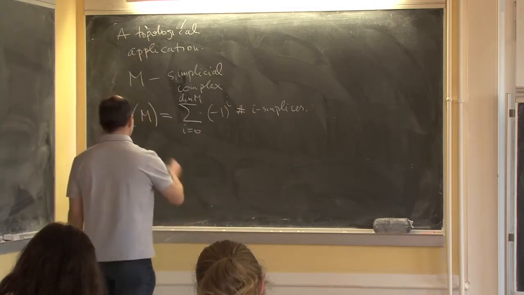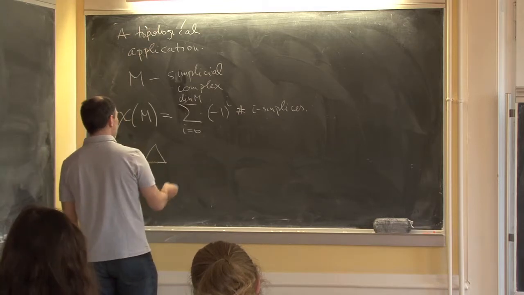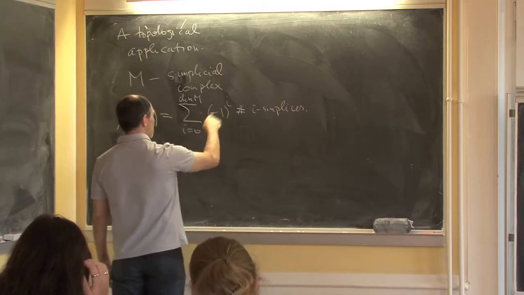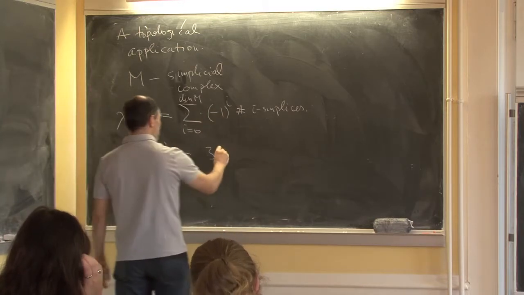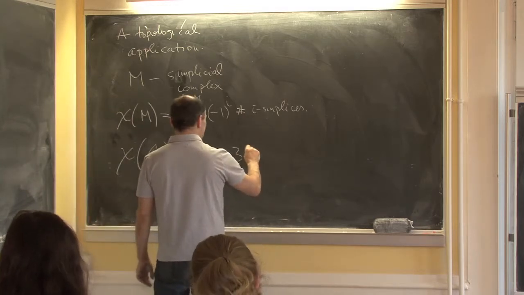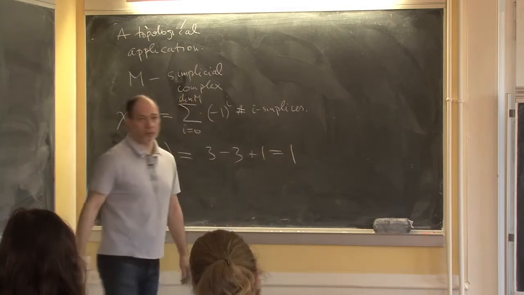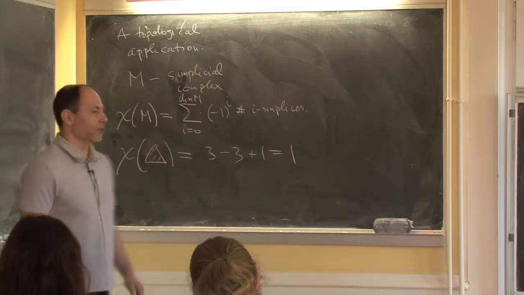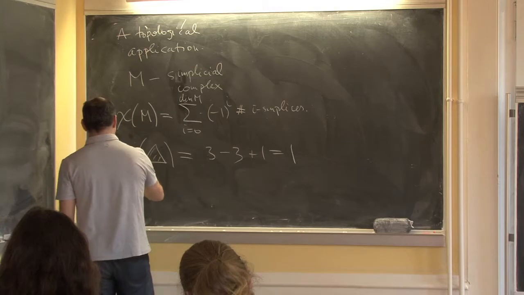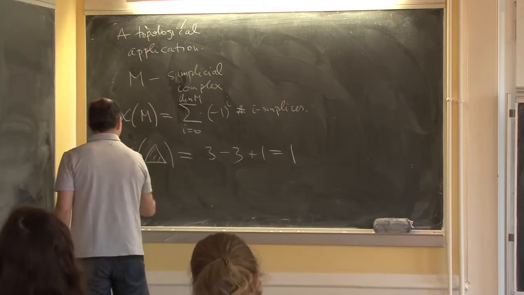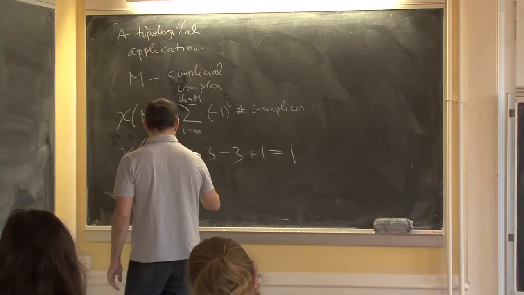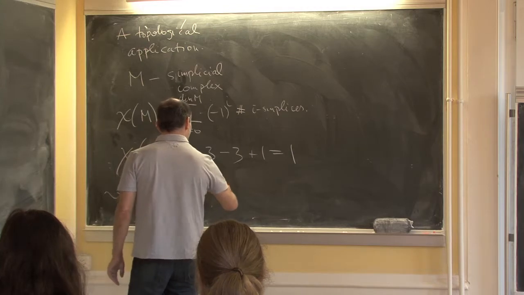For example, if you take simply a triangle, then chi of a triangle is equal to: the number of 0-simplices is 3, the number of 1-simplices is 3, and the number of 2-simplices is 1. So this is 1. So the Euler characteristic of the triangle is 1. Okay? It turns out that it's a topological invariant, a homotopy invariant actually.